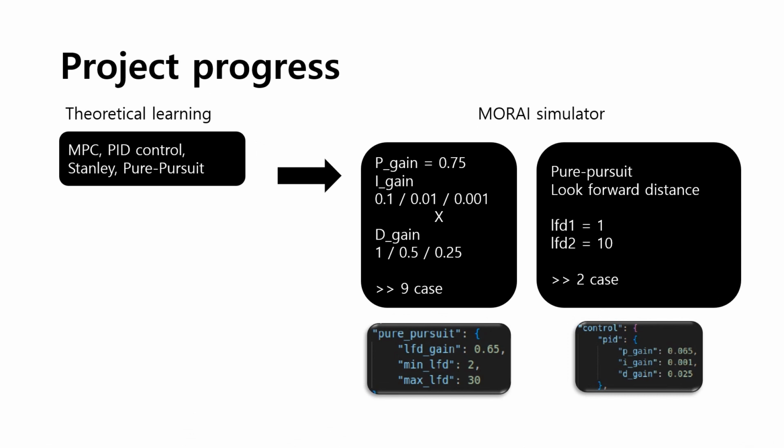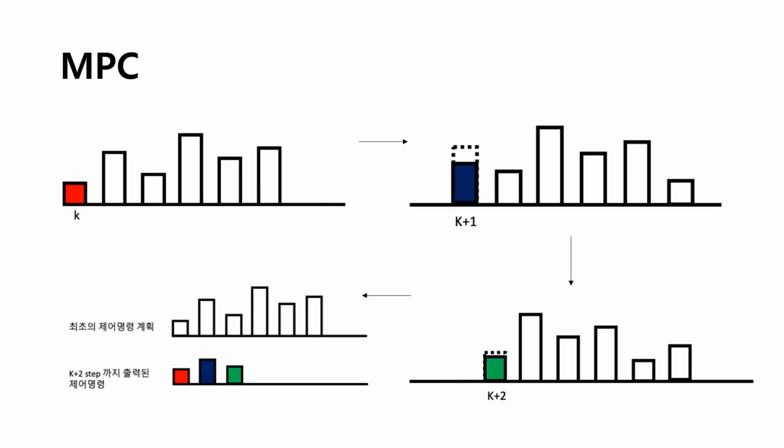Throughout the project, our team implemented the learned theory in Mirai by adjusting the coefficients of the PID and pure pursuit controls. We derive the most stable values. MPC is Model Predictive Control, a control algorithm that solves optimization problems by modeling systems and predicting future behavior. This allows you to take into account the state of the system to determine the optimal control input and achieve your desired goals.